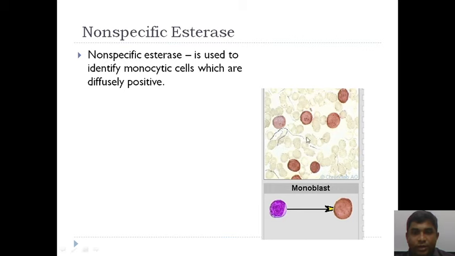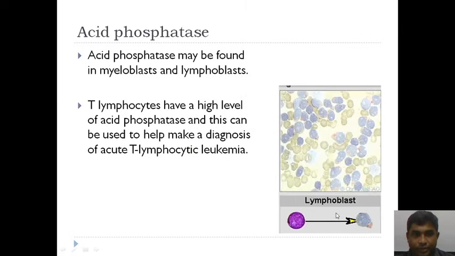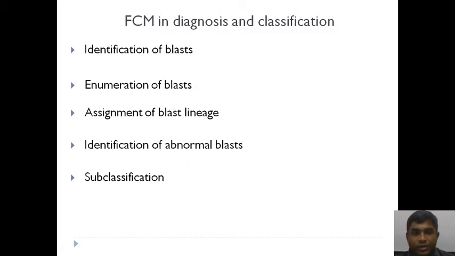Non-specific esterase is positive in the monocytic cells. So it is used to identify monoblasts, promonocytes and even monocytes. As you can see, a monoblast shows these brown granules in the cytoplasm, which indicates positivity. Acid phosphatase is another stain which is present in myeloblasts and lymphoblasts, but the characteristic dot-like positivity is seen in T ALLs.